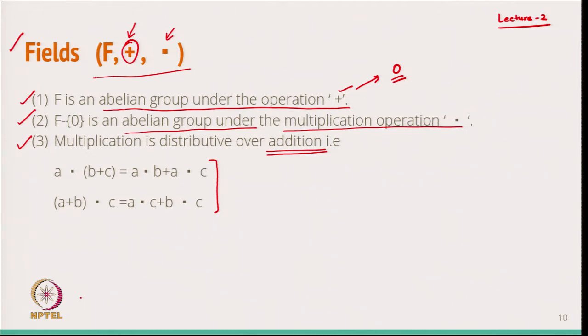Let us take some examples of how we can define a field. Let us take the set of real numbers, because this will be used when we define vector spaces. I will start with the simple one, the set of real numbers, which we sometimes represent by R.